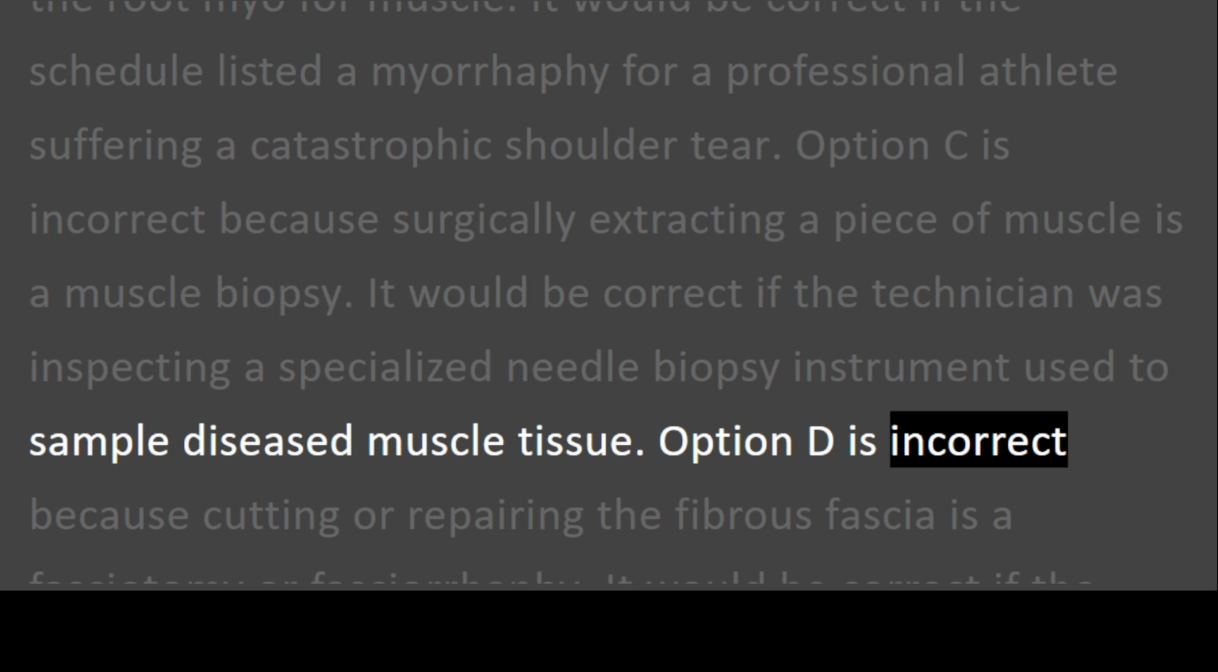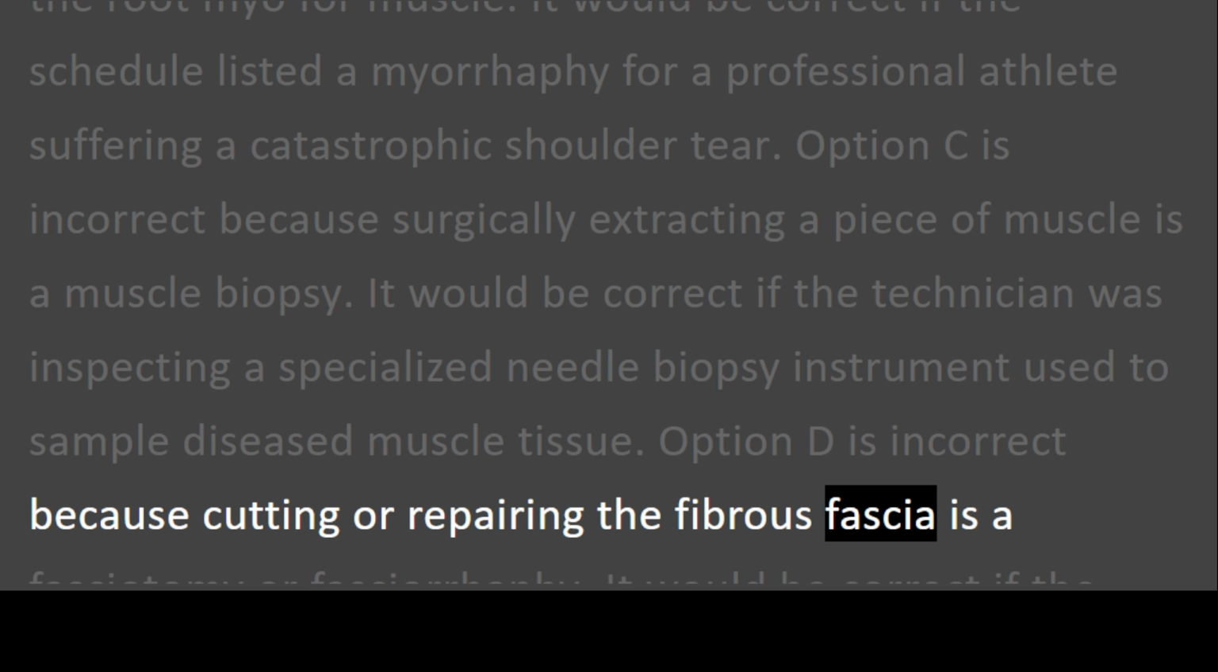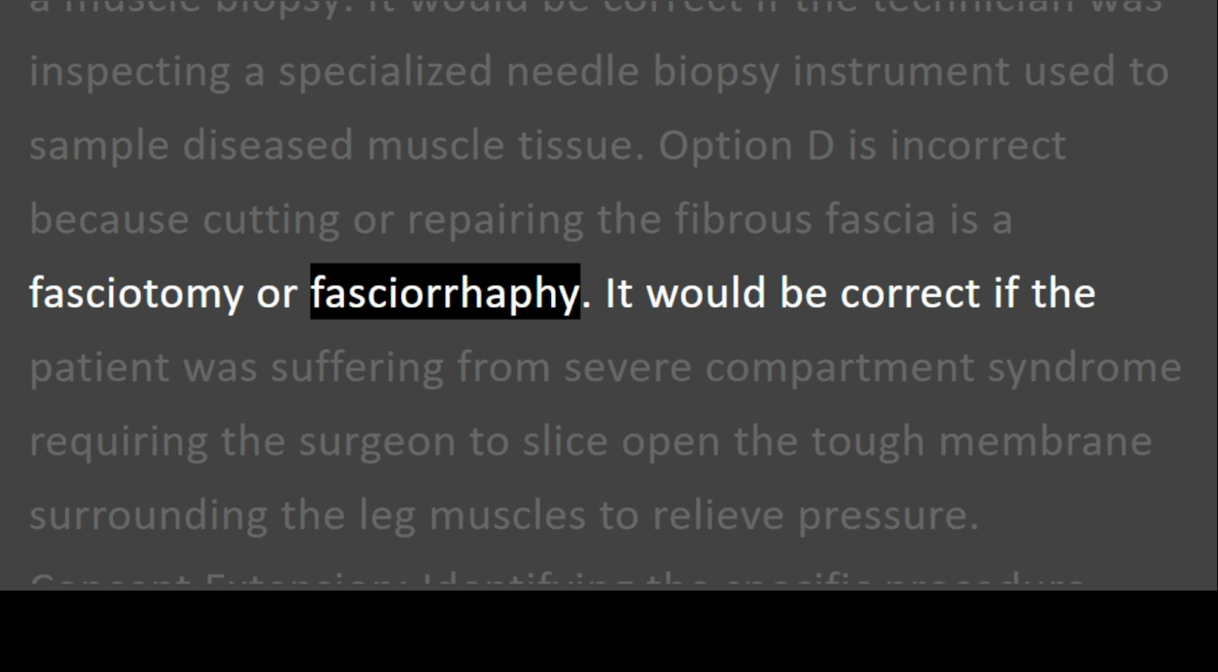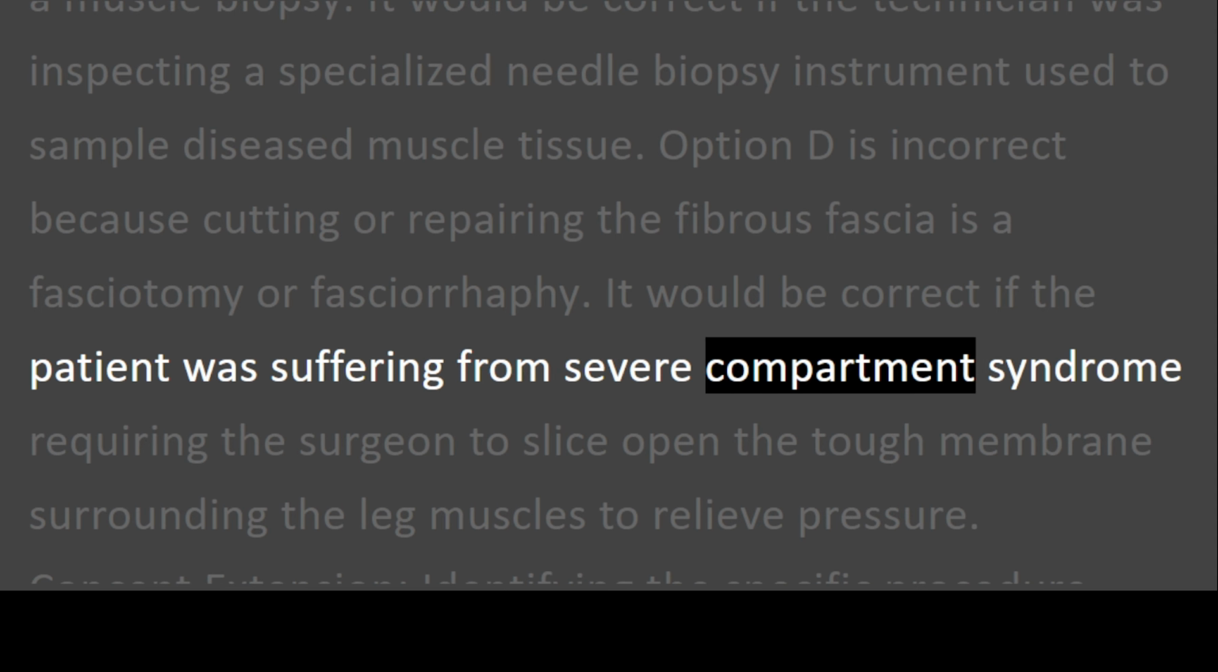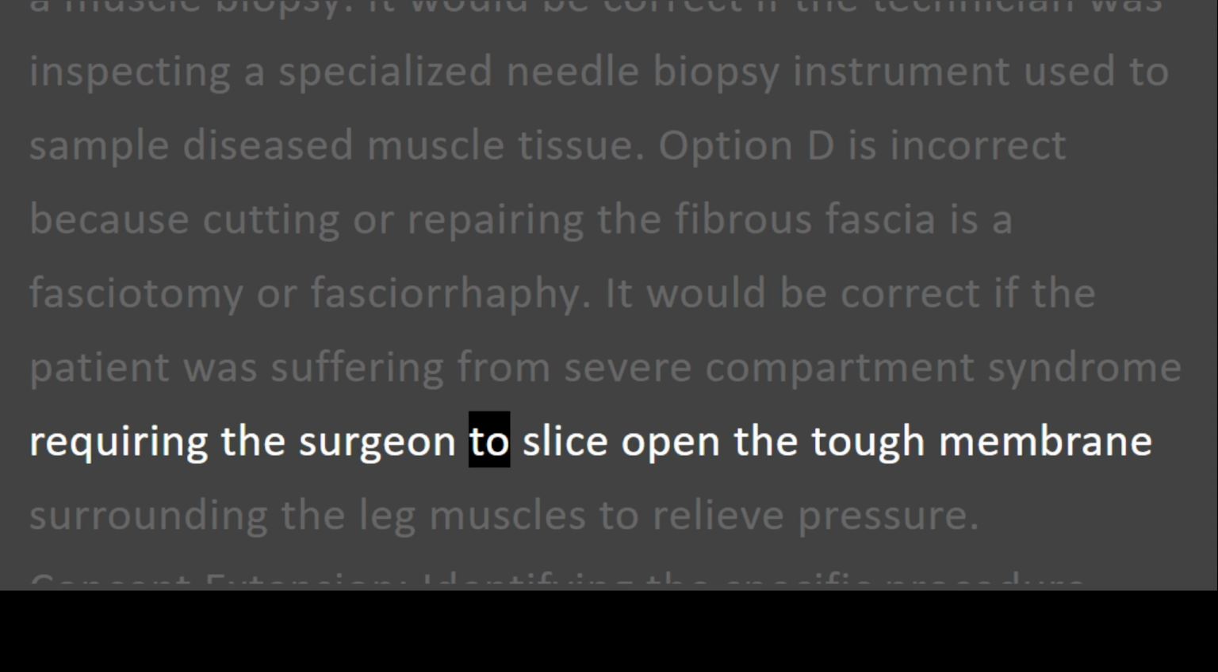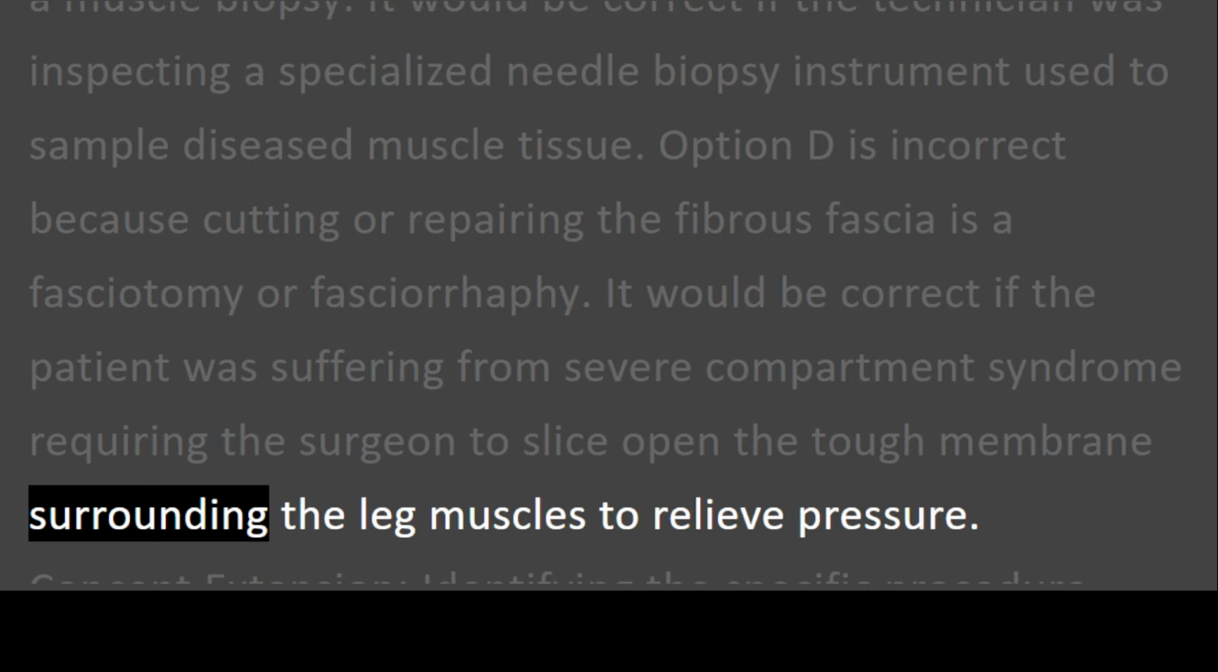Option D is incorrect because cutting or repairing the fibrous fascia is a fasciotomy or fasciorrhaphy. It would be correct if the patient was suffering from severe compartment syndrome requiring the surgeon to slice open the tough membrane surrounding the leg muscles to relieve pressure.